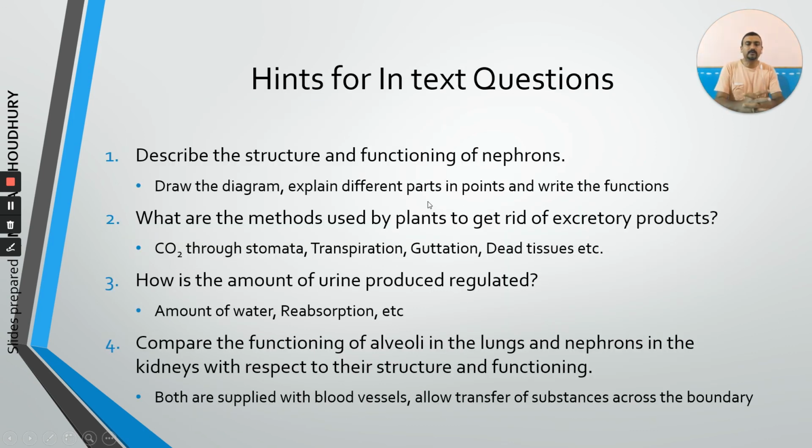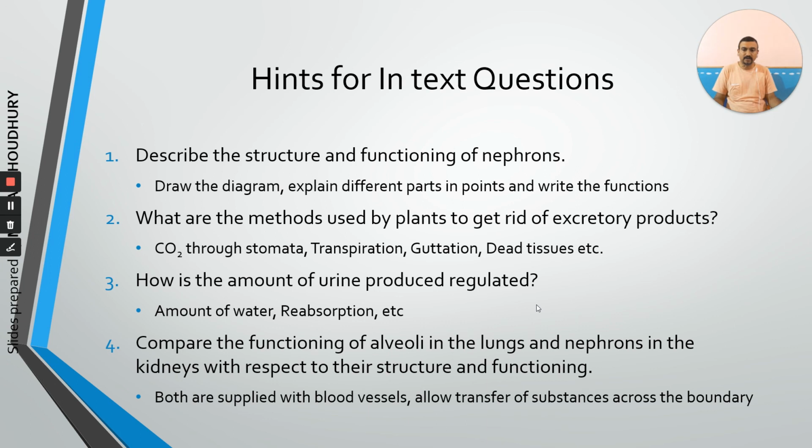Now coming to the in-text questions on this particular topic. Describe the structure and functioning of nephrons. I told you this is one of the most important questions about the structure of nephron that comes in the exam. Methods used by plants to get rid of excretory products is again a very important topic. How is the amount of urine produced regulated? Now, this is a question that often comes in the exam. How much urine you will be producing?